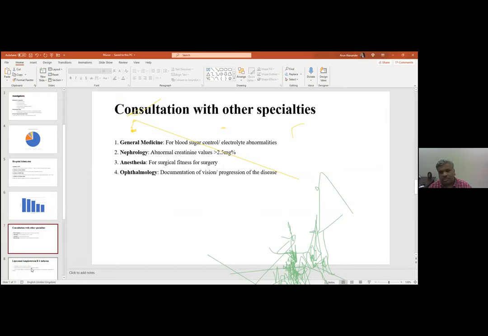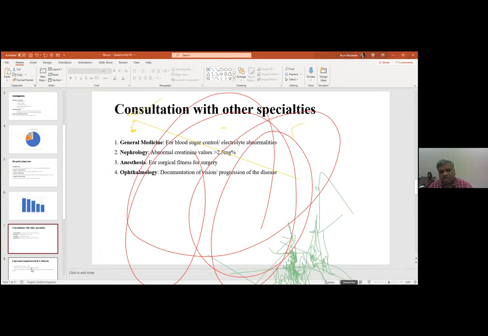Nephrology would help, especially for creatinine levels above about 2.5. We've had patients with COVID on dialysis. We've actually given amphotericin while they were on dialysis. And our colleagues in anesthesia are very important because finally, when you need to debride them, they really will help tell us whether we can operate on patients or not. And ophthalmology, of course, helps us with documentation of disease and progression.